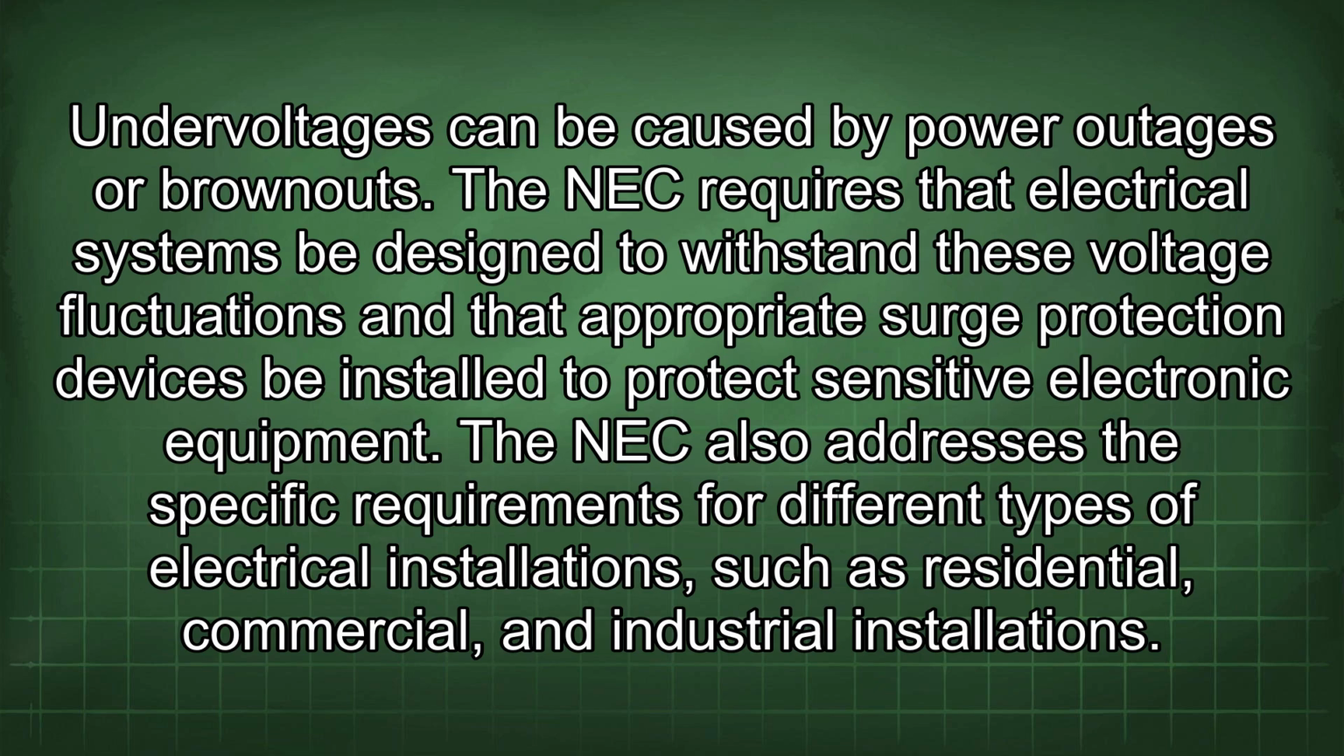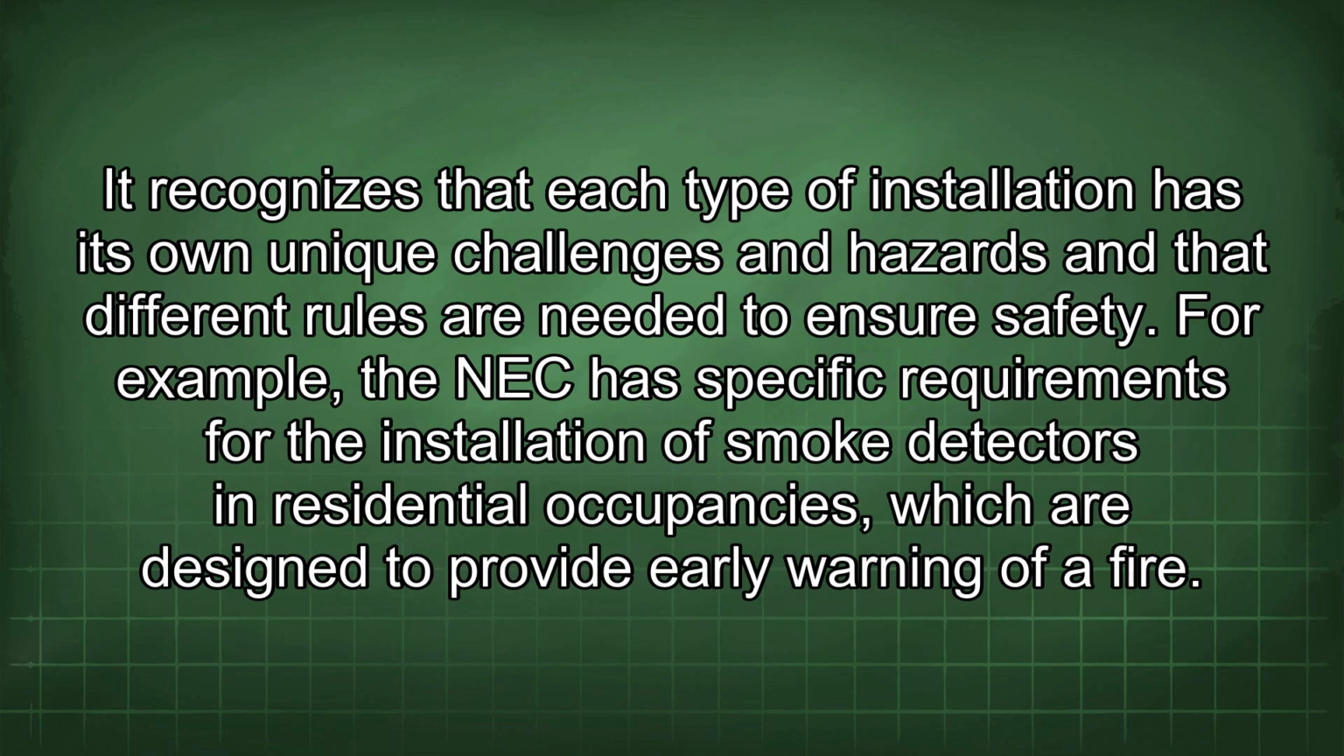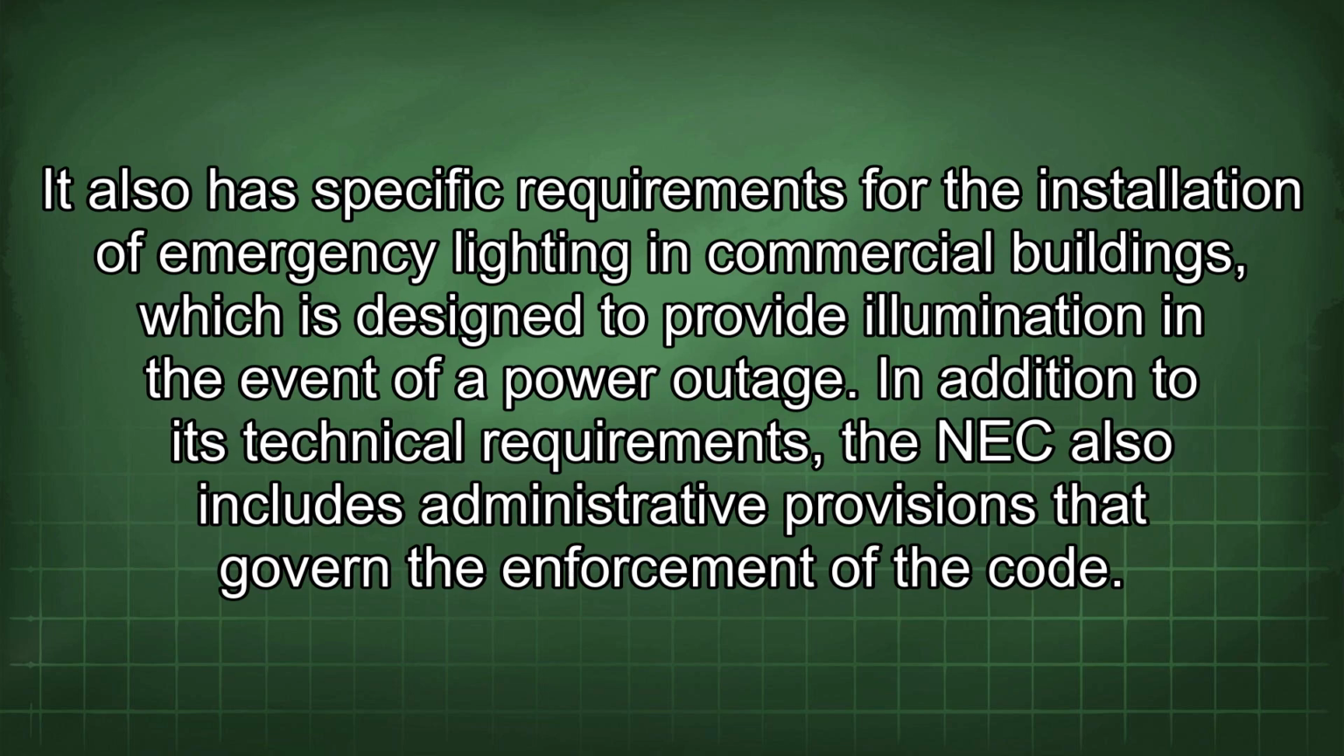The NEC also addresses the specific requirements for different types of electrical installations, such as residential, commercial, and industrial installations. It recognizes that each type of installation has its own unique challenges and hazards and that different rules are needed to ensure safety. For example, the NEC has specific requirements for the installation of smoke detectors in residential occupancies, which are designed to provide early warning of a fire. It also has specific requirements for the installation of emergency lighting in commercial buildings, which is designed to provide illumination in the event of a power outage.